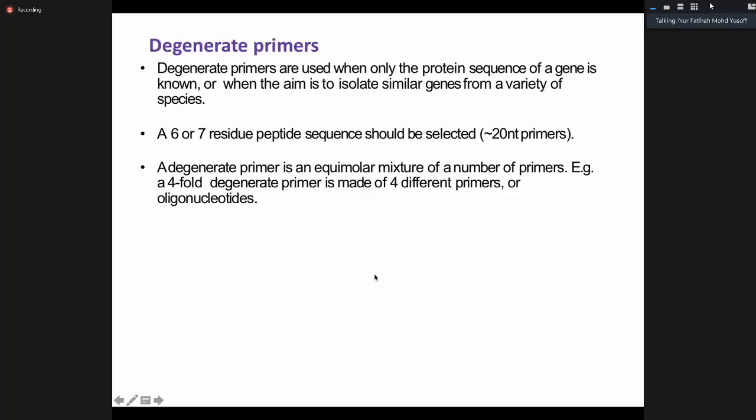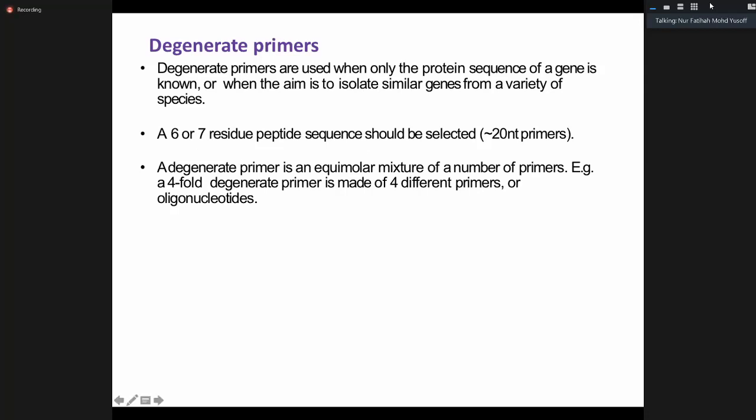Okay, so basically, degenerate primers are used when only the protein sequence of a gene is known, or when you want to isolate similar genes from a variety of species. As compared to a common primer, you have to select a 6 or 7 residue peptide sequence. So you have to depend on the amino acid sequences first.